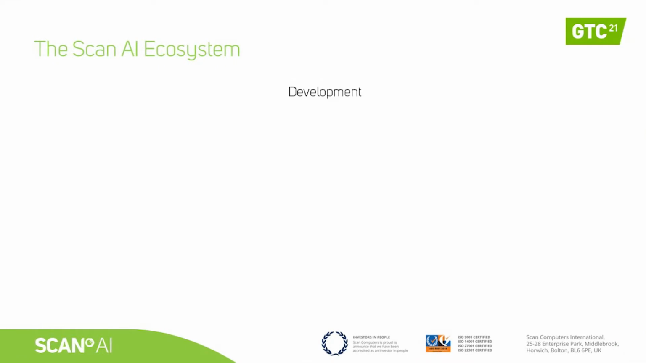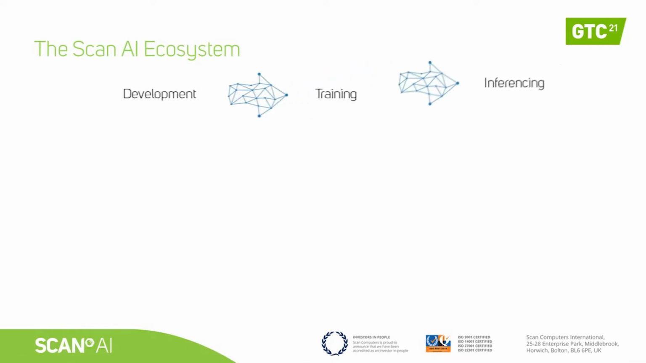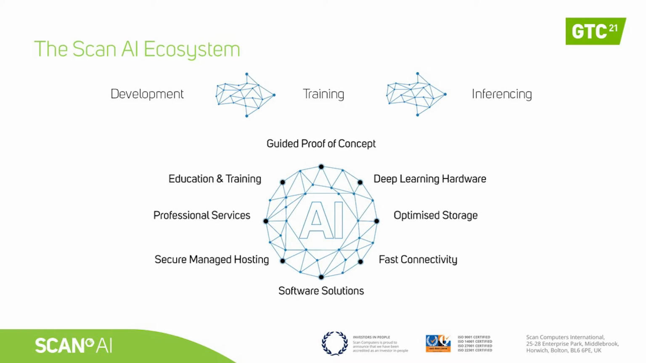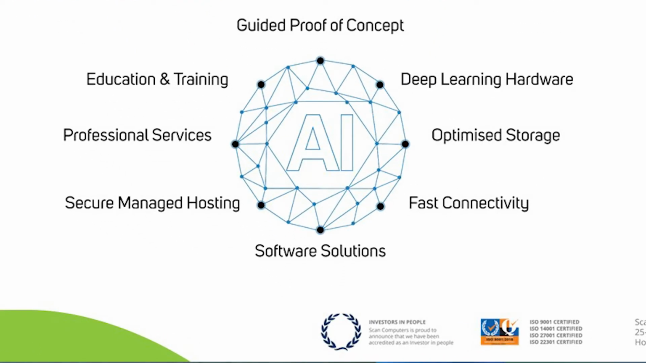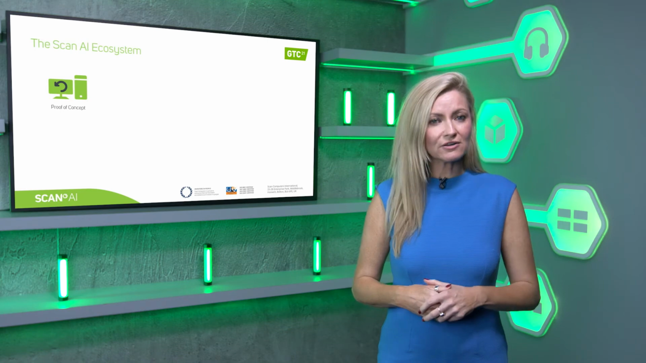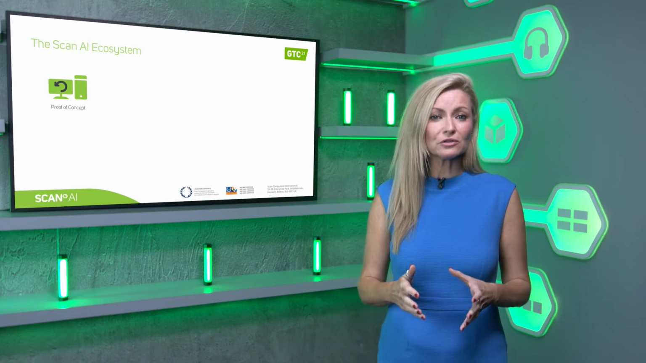So let's begin. The Scan AI ecosystem has been developed over a number of years to cover all the related elements of the AI journey, from development through training to inferencing. As you can see, it's made up of 8 interconnecting areas that function as a whole to produce a complete AI or deep learning solution, specifically tailored to the phase of the AI journey that your organisation is currently at. So let's take a closer look. Our AI ecosystem starts at the proof of concept phase, where you're able to test and trial hardware and software solutions in a real-world context.